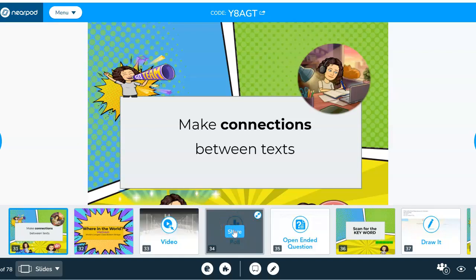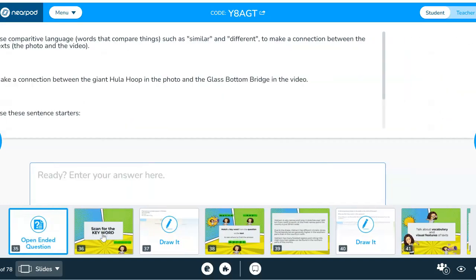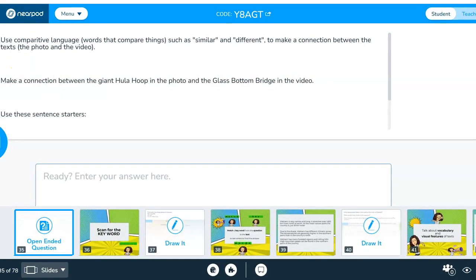Following that, it will just be a quick poll to have them check in and be engaged while they're watching. After they're watching, would you walk over this bridge? It's a fun way to build some rapport and have them share their personal opinions. Then just move that across here.